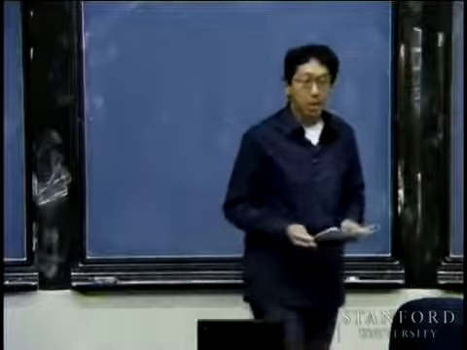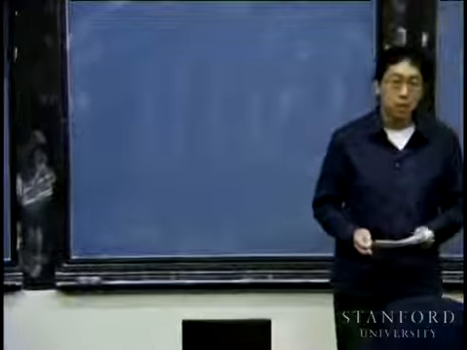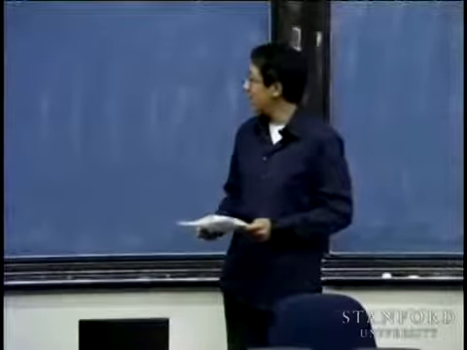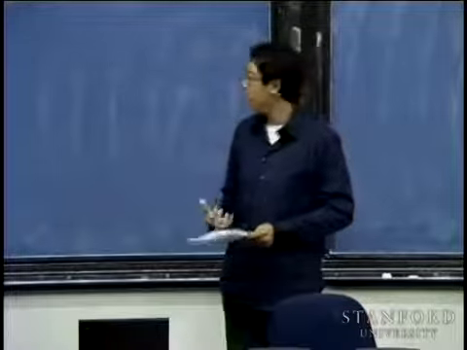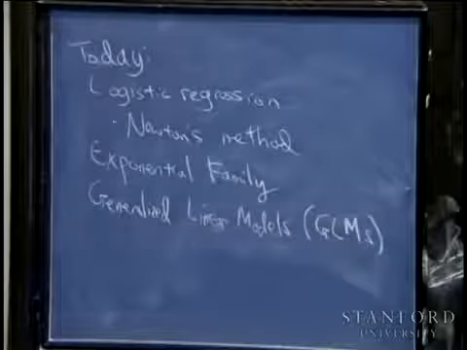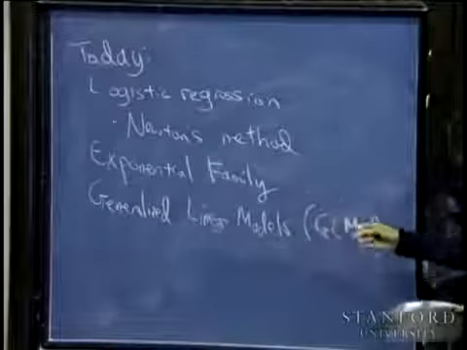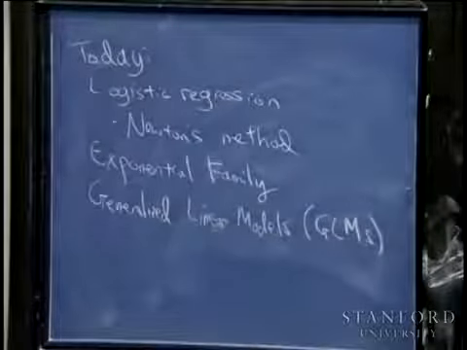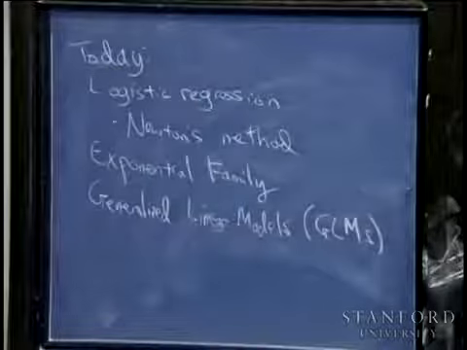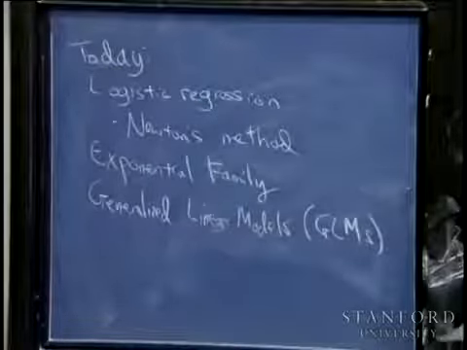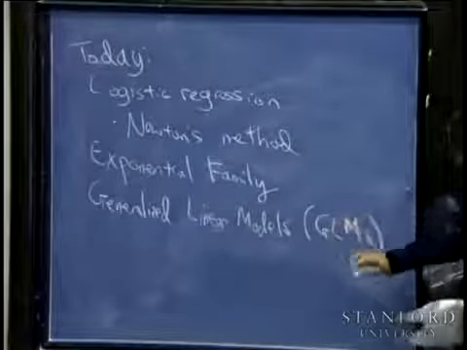Okay, so welcome back. What I want to do today is talk about Newton's method, which is an algorithm for fitting models like logistic regression. And then we'll talk about exponential family distributions and generalized linear models, which is a very nice class of ideas that will tie together the logistic regression and the ordinary least squares models that we'll see. So hopefully I'll get through that today.